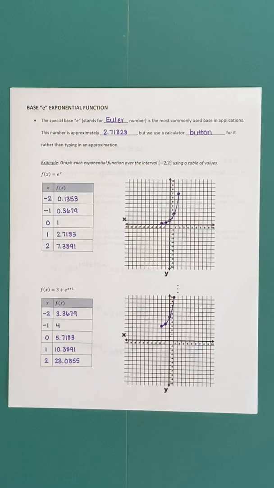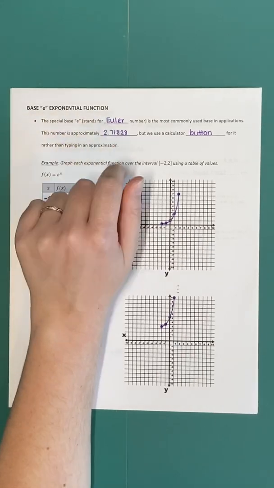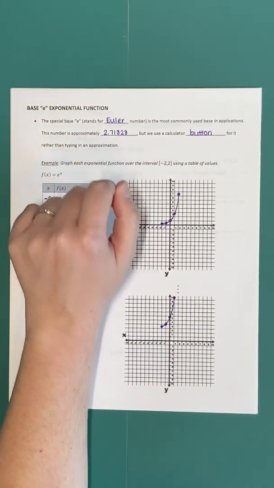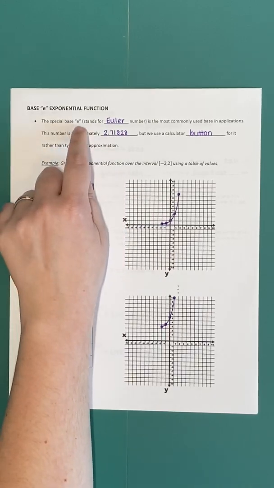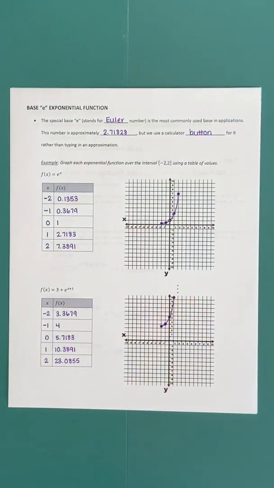It's an exponential base, which means it's a fixed number. The base e stands for Euler number. We pronounce this not "Yuler," it's "Oiler." He was a famous mathematician, and it's named for him. It's going to be the most common base we see in applications, where we're modeling something that grows exponentially or decreases exponentially.